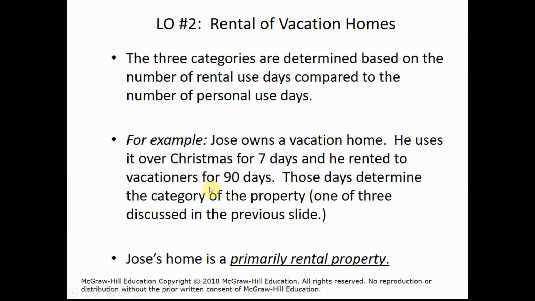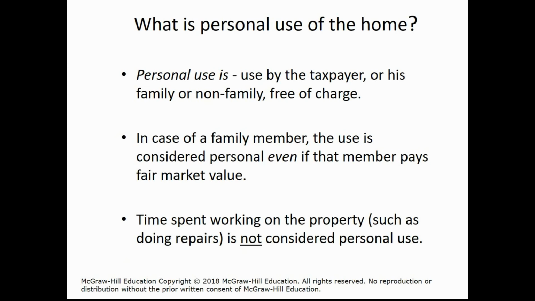So one of the best ways to really understand these three categories of rental of vacation homes is to go through some examples. So Jose owns a vacation home. He uses it over Christmas for 7 days, and then he rents it to vacationers for 90 days. And so this property will fall under one of those three categories. Jose's home is primarily a rental property, and that has implications on Schedule E, which we'll talk about later.